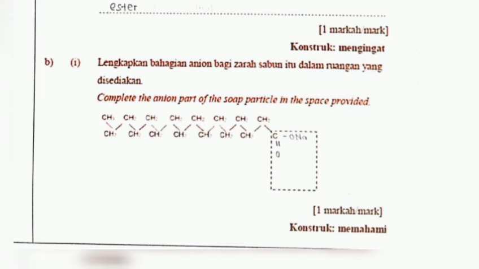B. The question asks to complete the anion part of the soap. So the end part of the carbon on the right side will be single bonded with one oxygen, and will be double bonded with another oxygen.